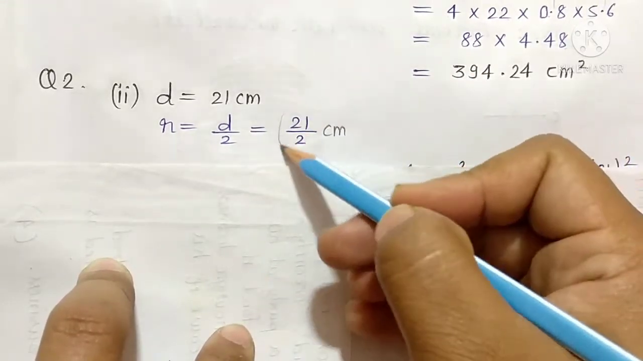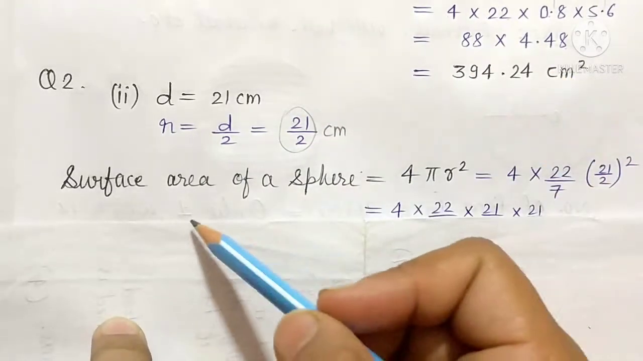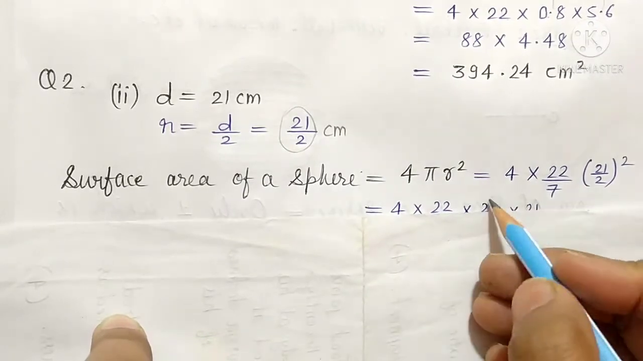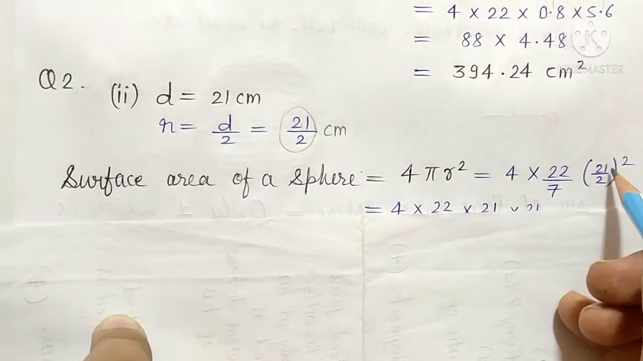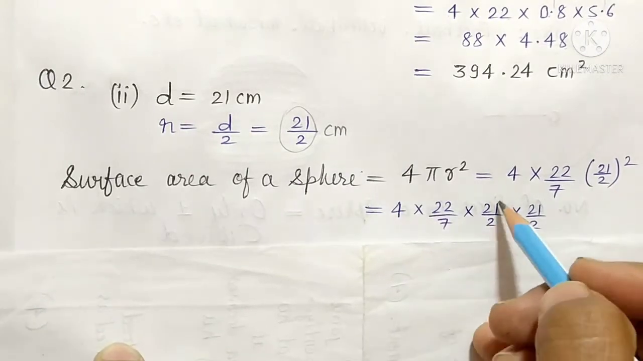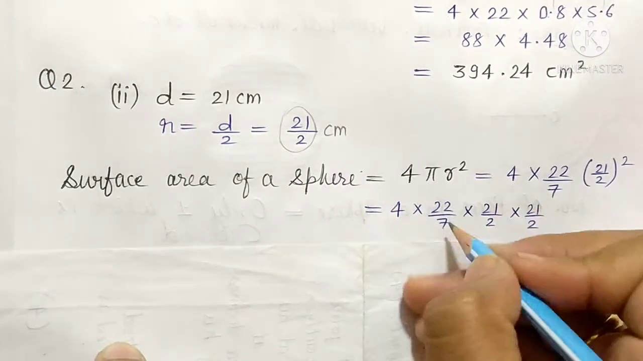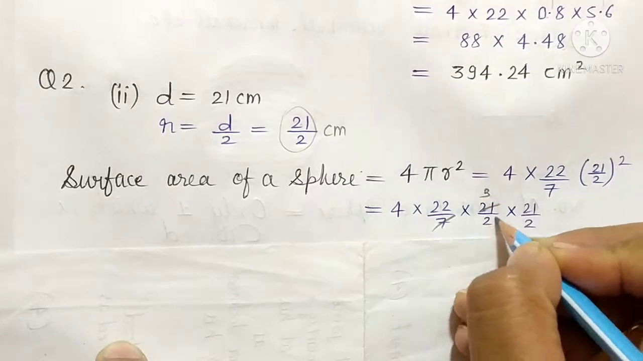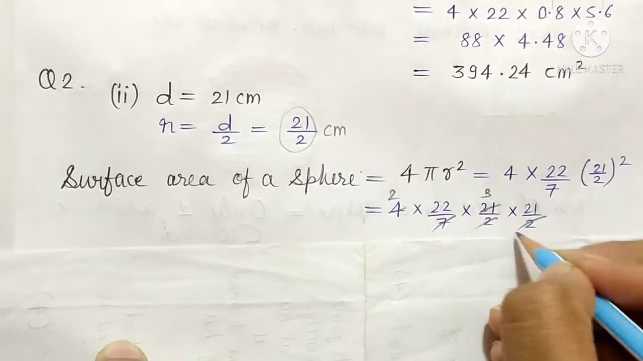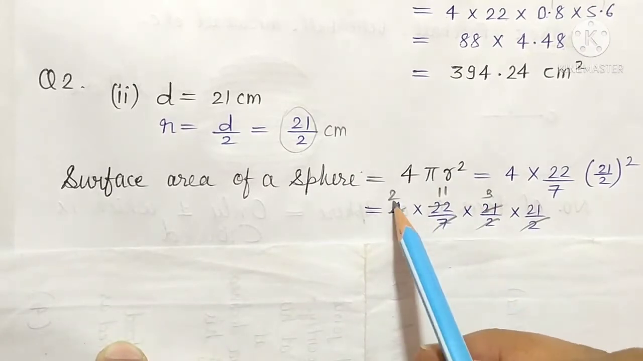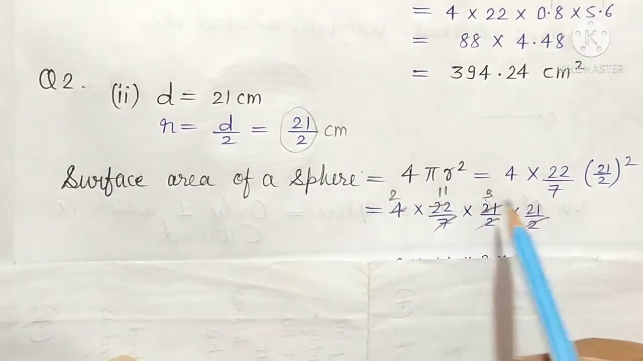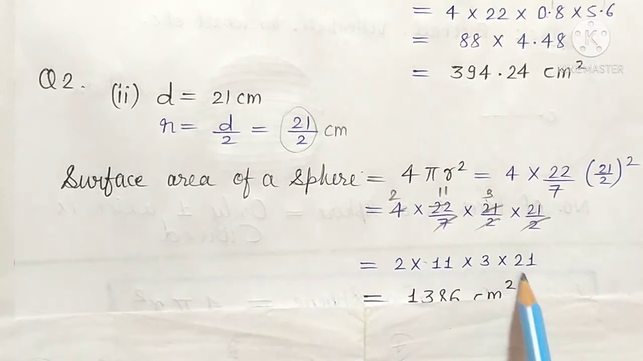Now we will use this radius in our formula, that is 4 pi r square. So 4 multiplied by 22 upon 7, and r is what? 21 upon 2. Whole square means we have to multiply 2 times: 21 upon 2 multiplied by 21 upon 2. Now 7 3s are 21, 2 2s are 4, and 2 11s are 22. Okay, so what comes? 2 multiplied by 11 multiplied by 3 multiplied by 21. When multiplying all of them, so what is coming?